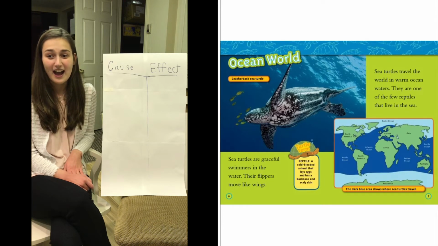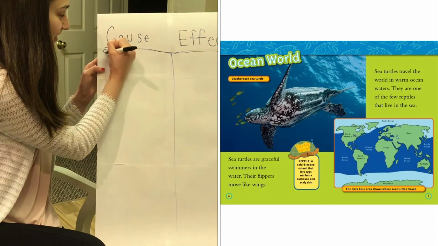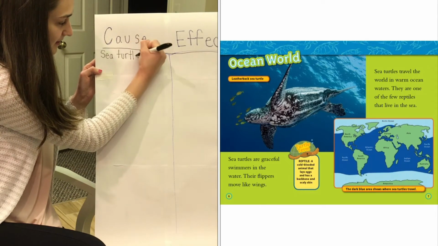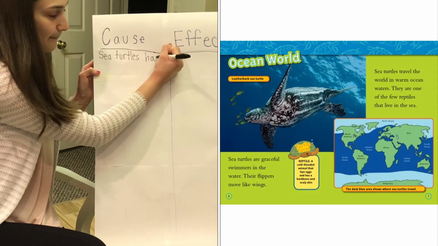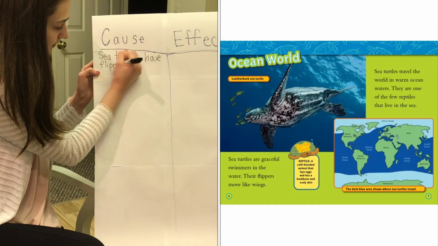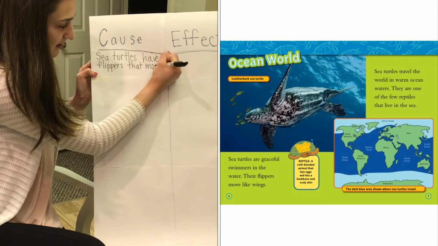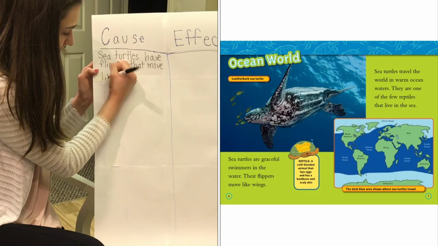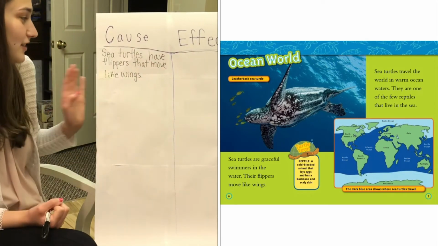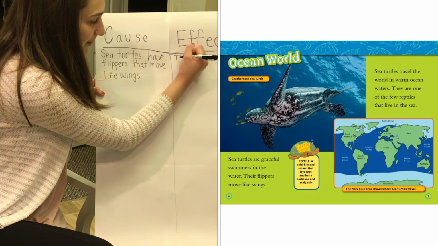Okay, so right away, I came up with one. That sea turtles have flippers that move like wings. So sea turtles have flippers that move like wings, and the effect of that is that they can swim fast.